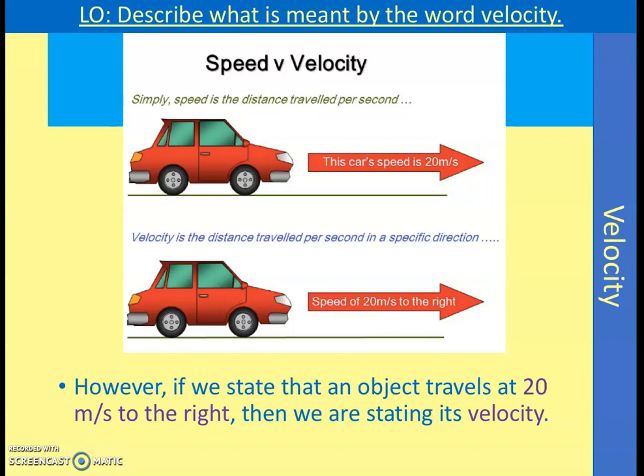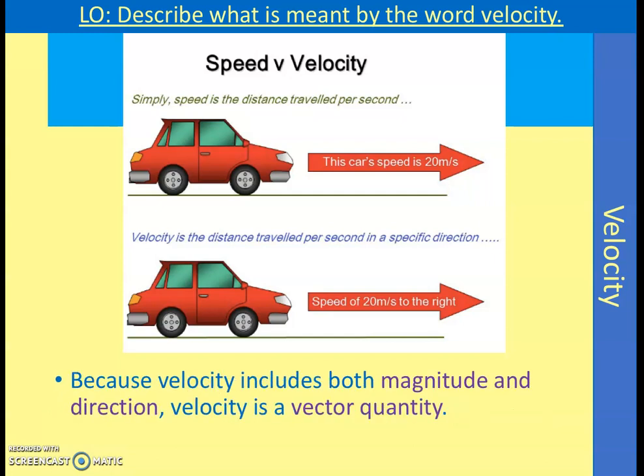We are just stating its speed. Whereas if I look down at the second car, I've just said that this car is travelling at a speed of 20 meters per second to the right. That's the important part there. Those three words, to the right, tell me the velocity of the car. It's telling me the direction in which the car is going. Because velocity includes both magnitude (recap: magnitude means size) and direction, our velocity is a vector quantity. When I look at that second car, I now know how fast he's going, but I also know what direction he is going in.